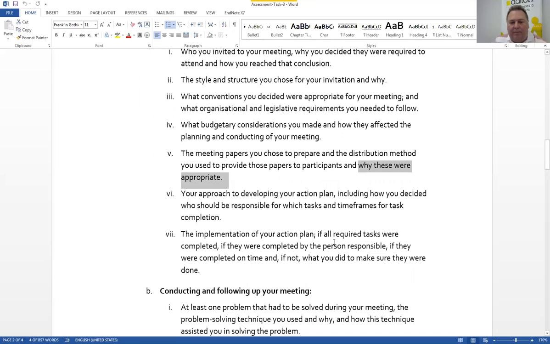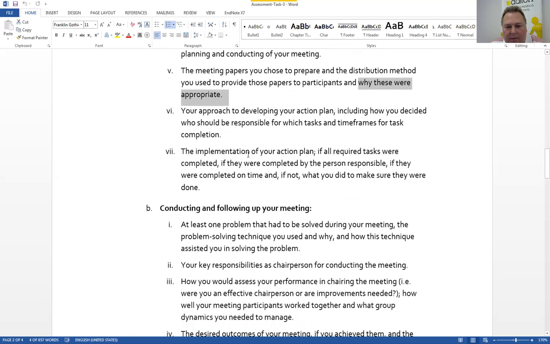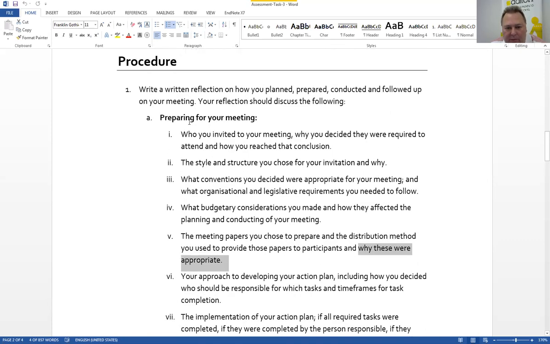Your approach to developing your action plan, including how you decided who should be responsible for which tasks and timeframes for task completion. So, the implementation of the action plan: if all required tasks were completed, if they were completed by the person responsible, if they were completed on time, and if not, what you did to make sure they were done. So that's preparing for your meeting.